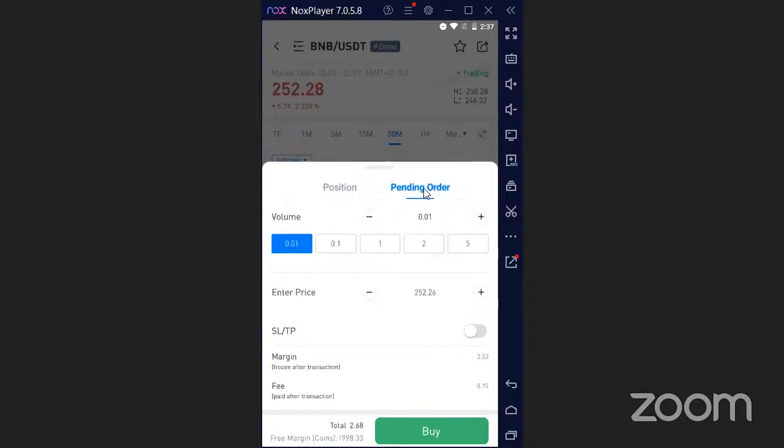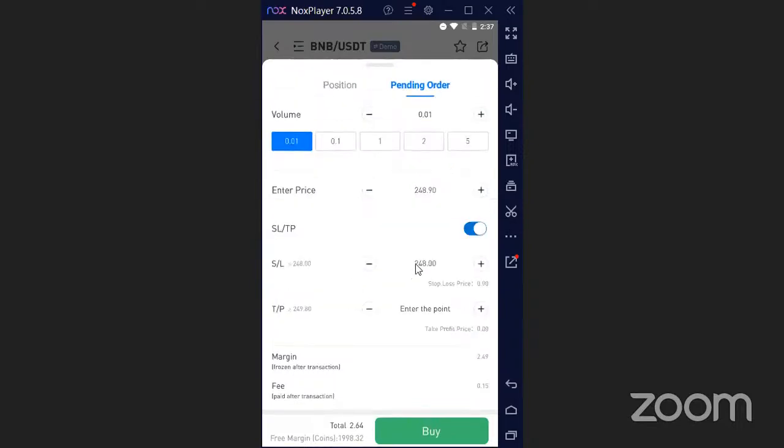When I clicked on pending order, you see it brought an extra option for me, and the extra option is enter price. What this means is to enter the price where you want the market to trigger from, and the price that we've written out is 248.90. Yes. Then we have our stop loss and our take profit also. Okay, so our stop loss is 245.51.